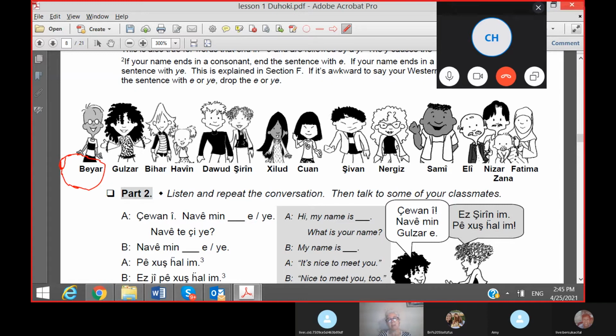Navemin Bayara. Naveta Chia. Navemin Gulzara. Naveta Chia. Navemin Bahara. Naveta Chia. Navemin Havina. Okay, now I'm just going to go through and pronounce the names.